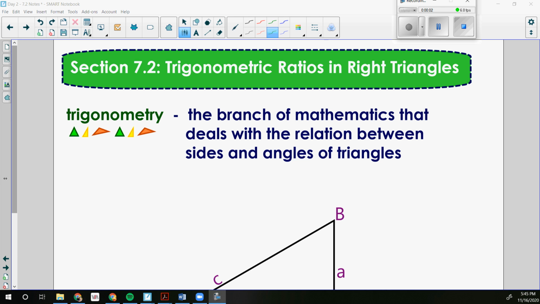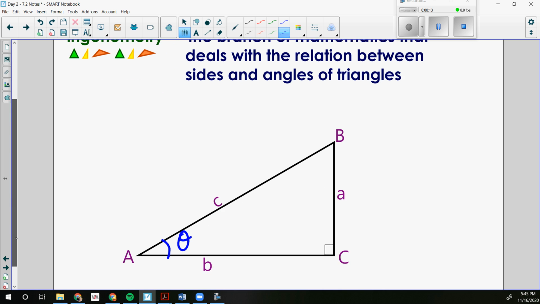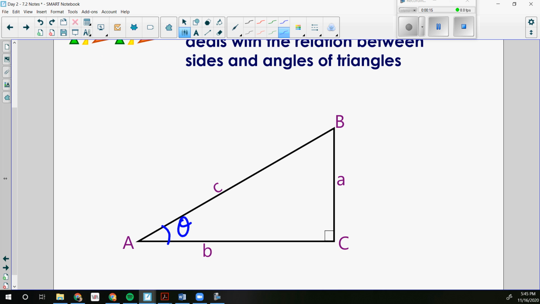All right, guys, so this is section 7.2, talking about trigonometry today. Specifically, we are going to go over ratios and right triangles. All right, so you've seen this before, ratios and right triangles. And when we talk about these, we have to be careful with which angle we're using.